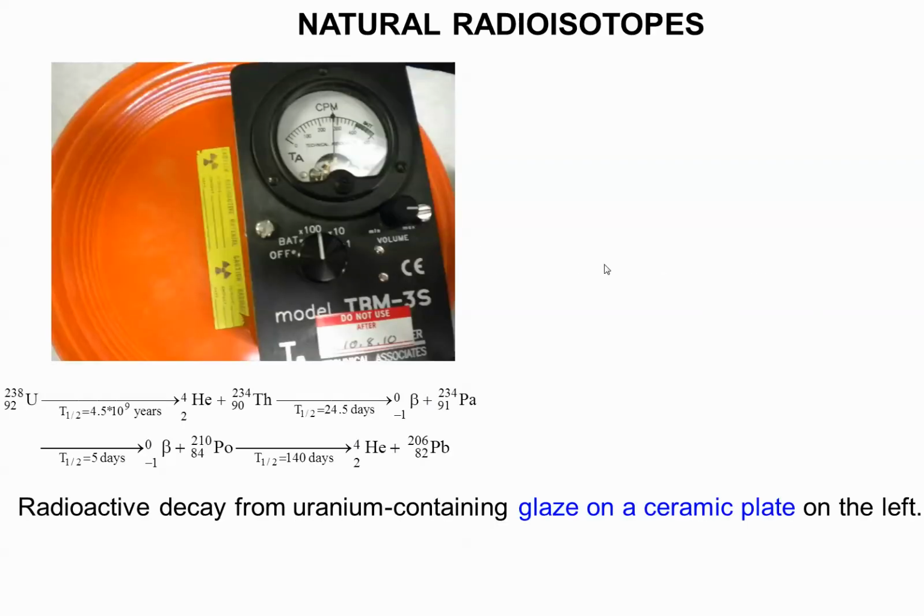Second topic, radioisotope applications. First, natural radioisotopes. This shows a ceramic plate coated with a Fiesta red glaze, which contains uranium-238, a natural radioactive element. This technique of using uranium-238 in the red glaze was stopped in the 1970s, but one can still find such plates in second-hand stores and so on.